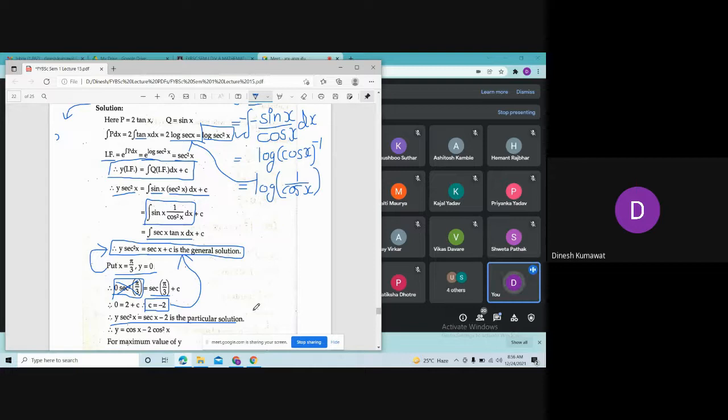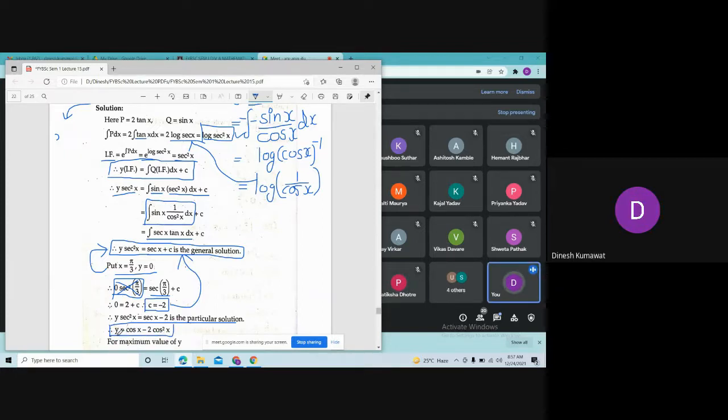Is this clear to everyone? Yes, sir. Now divide this particular solution by sec square x. So on the left hand side we are left with y. On the right hand side one sec gets cancelled. So we are left with 1 upon sec x, which can be written as cos x minus 2 times cos square x. Is this clear? Yes, sir.